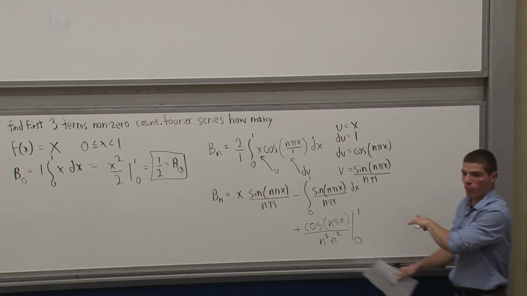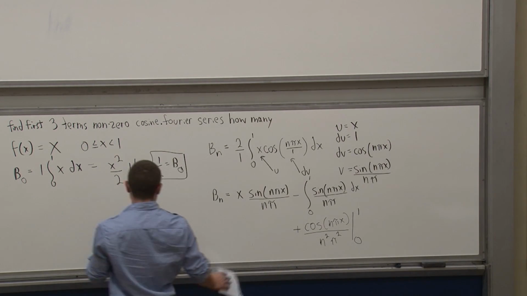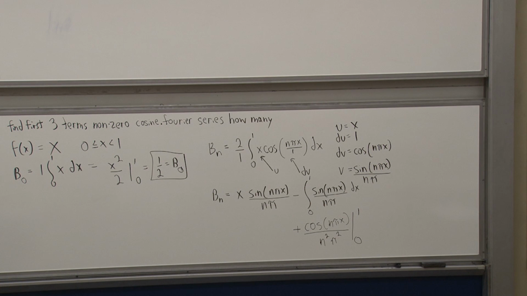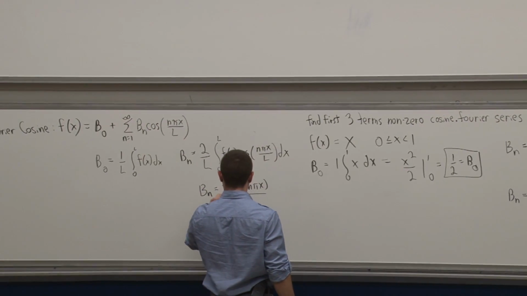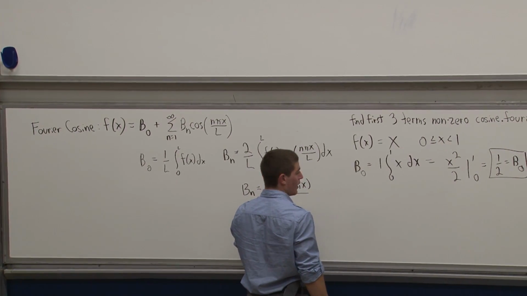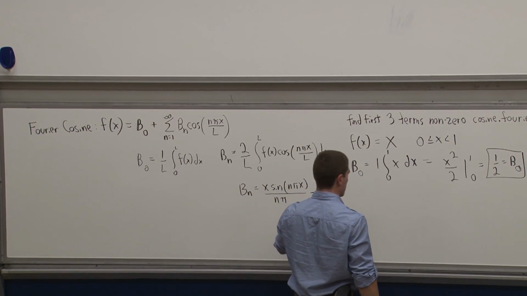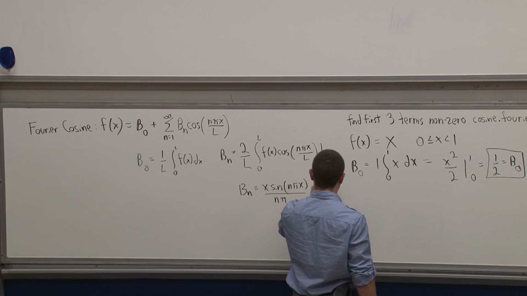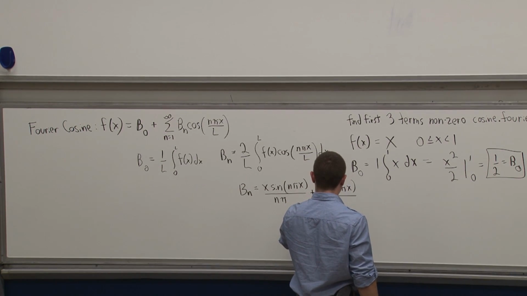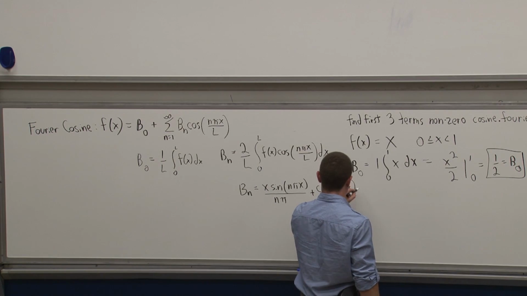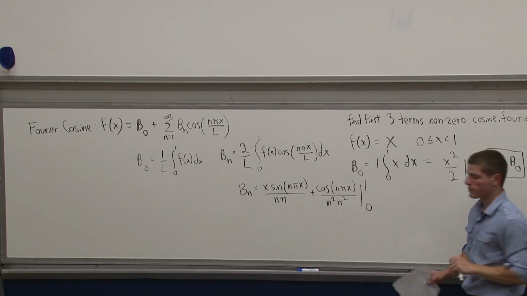All right. So now, if you guys didn't see it, in the bottom I'm bringing it all in the middle, and we're going to solve it for some constants. So Bn equals x sine of n pi x over n pi minus, or plus, cosine of n pi x over n squared pi squared from 0 to 1. OK.